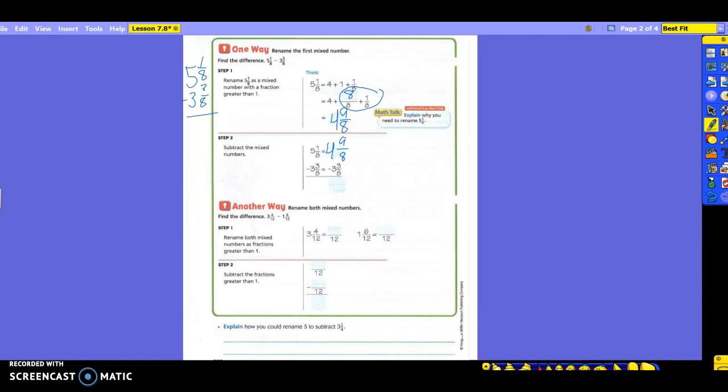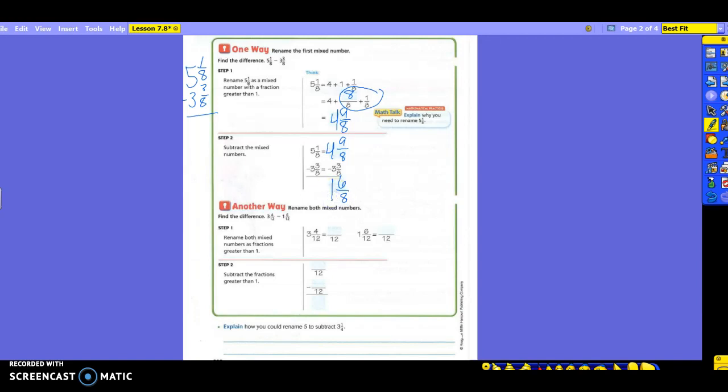And why did they use 8s? What was it already in with the fraction? So you have to stay in 8s. Does everybody understand that? Okay, so now we can do our subtraction nice and easily like we did yesterday. So what's 9/8 minus 3/8? 6/8.